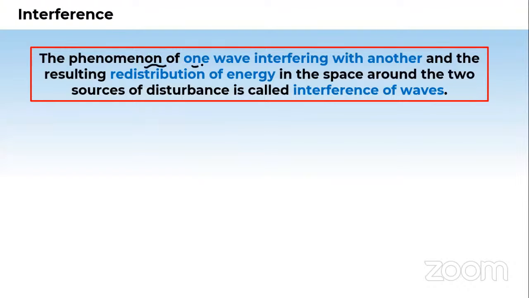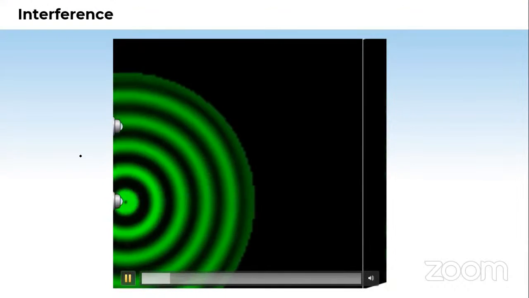The phenomenon of one wave interfering with another and the resulting redistribution of energy in the space around the two sources of distribution is called interference of waves. So you can see this animation here. I have already launched this animation many times before.